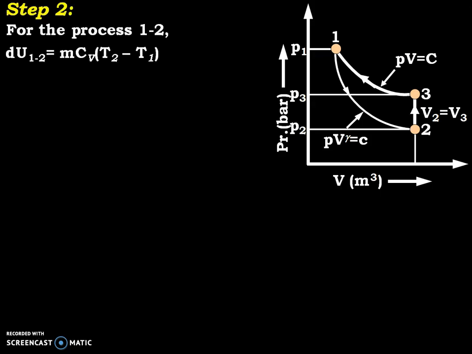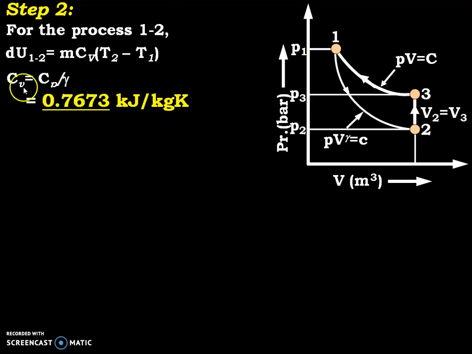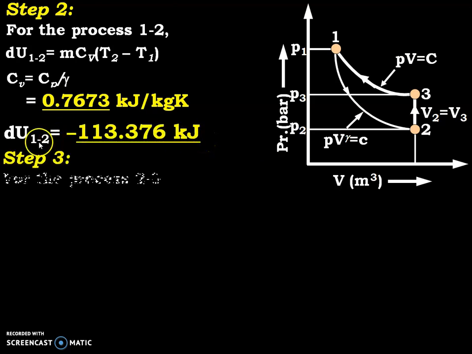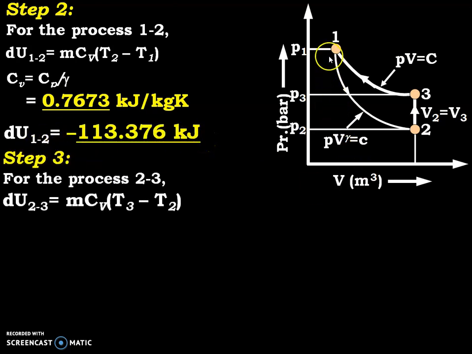Now let us calculate the delta U for the process number 1 to 2. The equation is m Cv delta T. M they have given; for Cv, we know Cp and gamma, so Cv can be calculated, along with T2 and T1. Cv equals Cp by gamma. So we will get Cv as 0.7673 kilojoule per kg Kelvin. So delta U for 1 to 2, that is the adiabatic process, is minus 113.376 kilojoule.